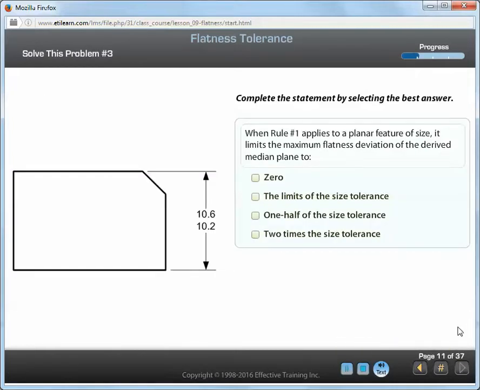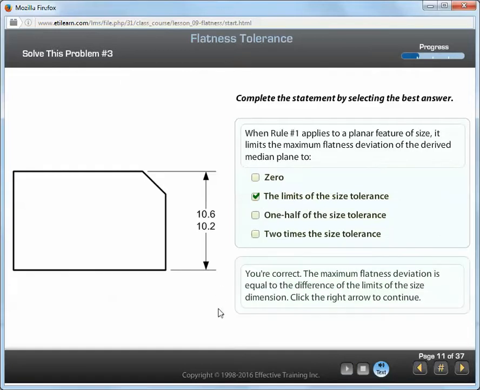When rule number 1 applies to a planar feature of size, it limits the flatness deviation of the derived median plane to... You're correct. The maximum flatness deviation is equal to the difference of the limits of the size dimension. Click the right arrow to continue.